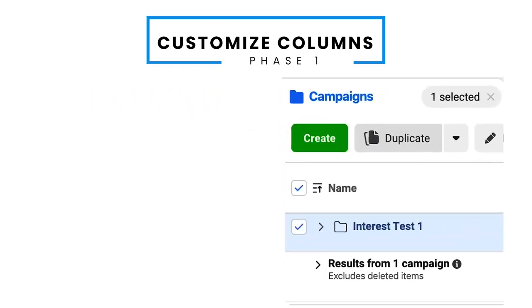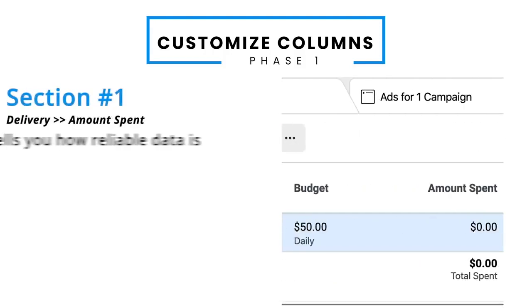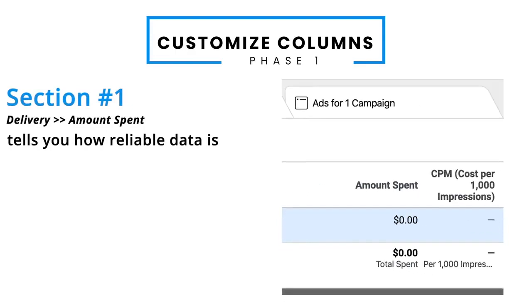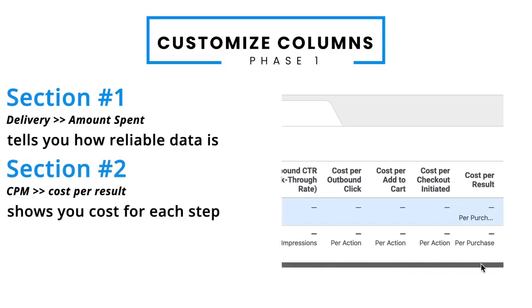Now let's talk about why your columns should be organized in this order. You can think of these columns as being divided into 3 sections. The first section gives you basic information about the ad and how reliable the data is. The more that an ad spends, the more that you can trust its data. The second section lays out the amount you are paying for each step of the sales funnel in order.